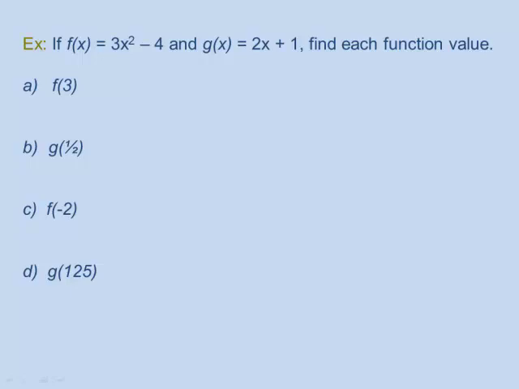Given f(x) = 3x² - 4, and g(x), the reason they use g there is if they used f(x), you would get confused as to which equation they were talking about. So normally, when using function notation, if there's more than one equation, they will use lowercase script letters in alphabetical order. So f(x), g(x), h(x), etc. So f(x) = 3x² - 4, and g(x) = 2x + 1. Find each function value.